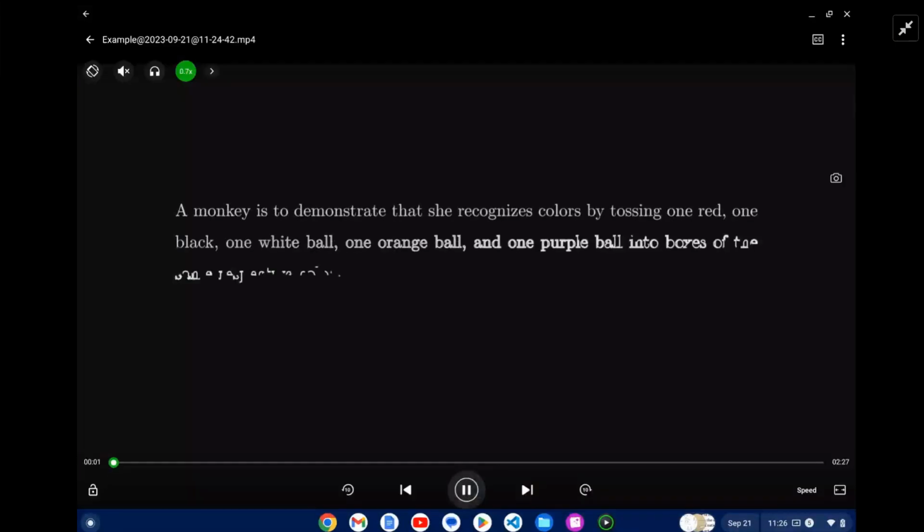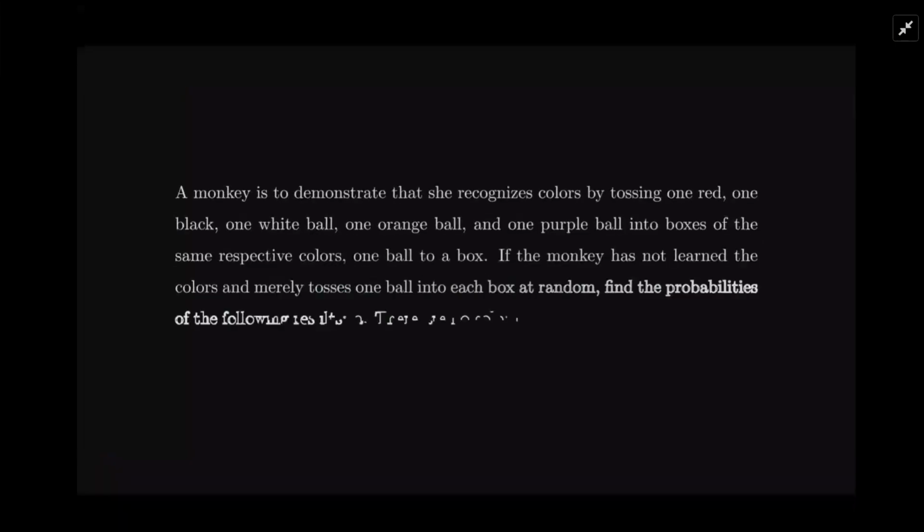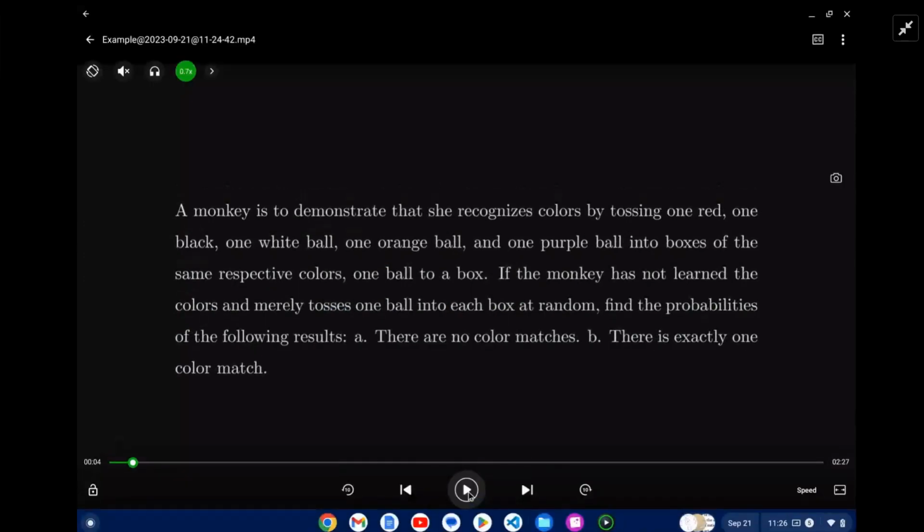Okay, we have a monkey. It's always a good sign. Okay, 5 balls, different colored, 5 boxes with different colors that match the colors of the balls. The monkey's going to throw the balls into the boxes randomly. Each box is going to get a ball, but the monkey doesn't know anything about colors. So it's just random shots.